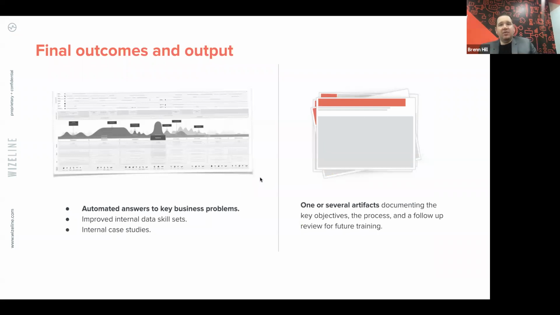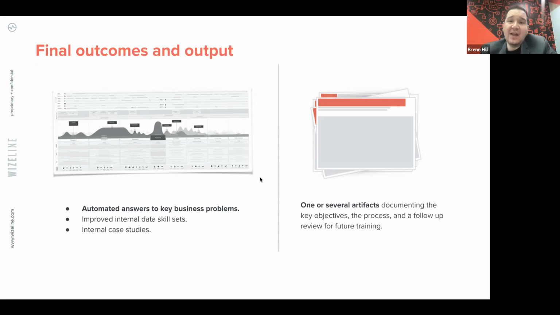So what are the final outcomes and outputs that you want from all this? If you're sketching this out, and we'll go over it again in the next steps piece, you want to have automated answers to key business problems if you can get there. You definitely want to have improved internal data skill sets. No matter how the project goes, no matter how your experiments go, you need to take on a learning mindset because your whole organization needs to learn to work with data better to be competitive going into the future. That is the most important outcome, the ability for your company to have better skill sets to drive these data projects and use data effectively in the future.